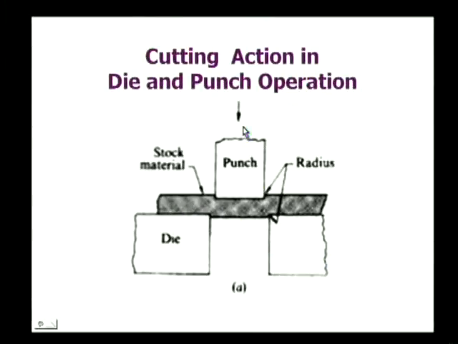So, the pressure is applied by the punch. This constitutes the cutting edge. So, the periphery will act as the cutting edge. Here also the periphery of the cavity will act as a cutting edge. When pressure is applied to the punch, you can observe that this portion is being pierced.